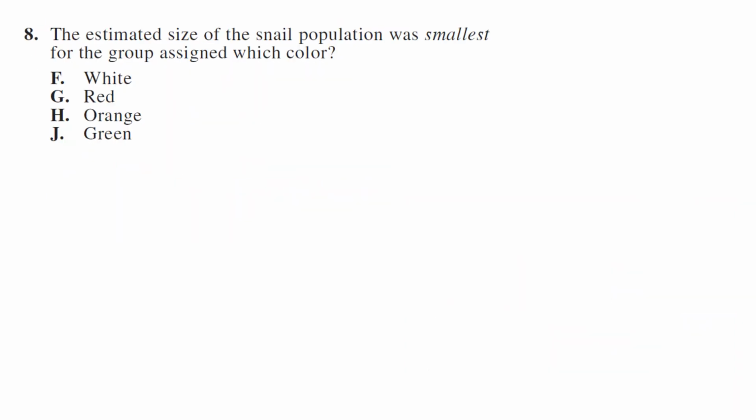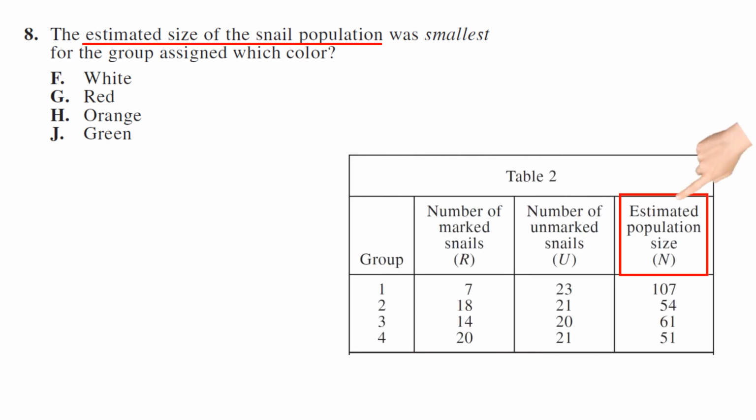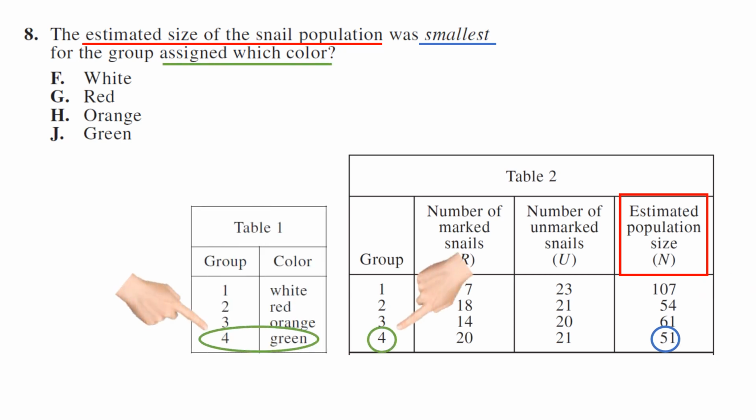Number 8, the estimated size of the snail population was smallest for the group assigned which color? Okay, so estimated snail population, the smallest is group 4. Well, which one does group 4 correspond to? Group 4 corresponds to green, so your answer has to be J.